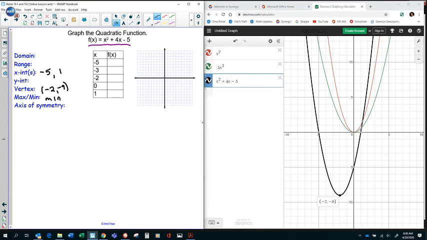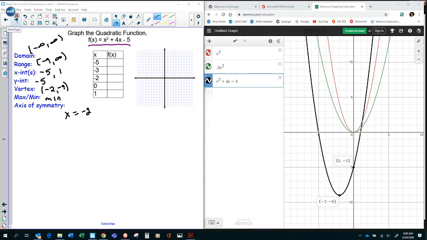Our axis of symmetry is going to be the x value right here, which is -2. It's just going to be x equals -2. That line's going to go straight up through, splitting it in half. The y-intercept, we come over here to the y-intercept, and the y-intercept is -5. Okay? And the range, again, the bottom end is going to be -9, the top end is going to be infinity. As with all of them, the domain is negative infinity to positive infinity.